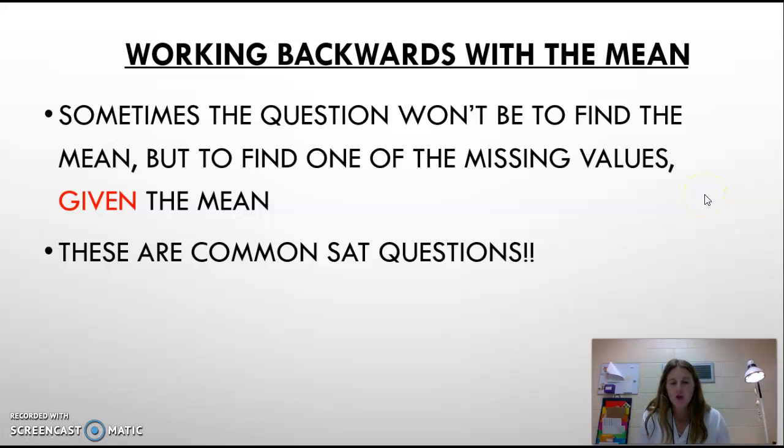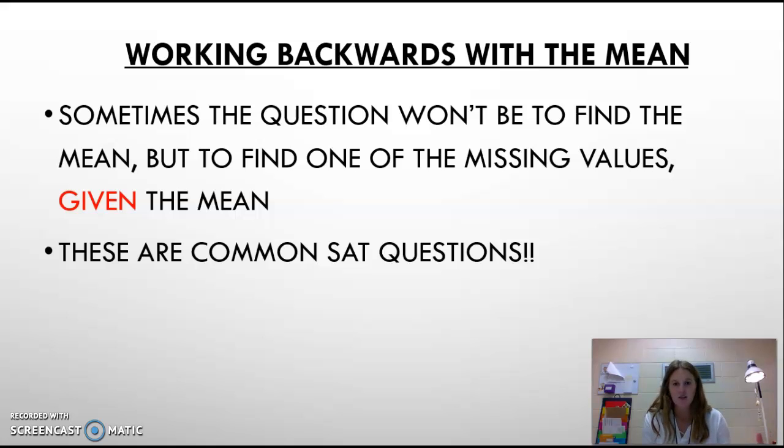Hi, everybody. So our next topic within the unit, again, this is not a new unit, but we're going to be working with the mean. It's called working backwards with the mean, and it means basically I give you the average of a number, but there's a number missing in the data set, for example. Sometimes the question won't be to find the average or the mean, but to find one of the missing values given the mean.